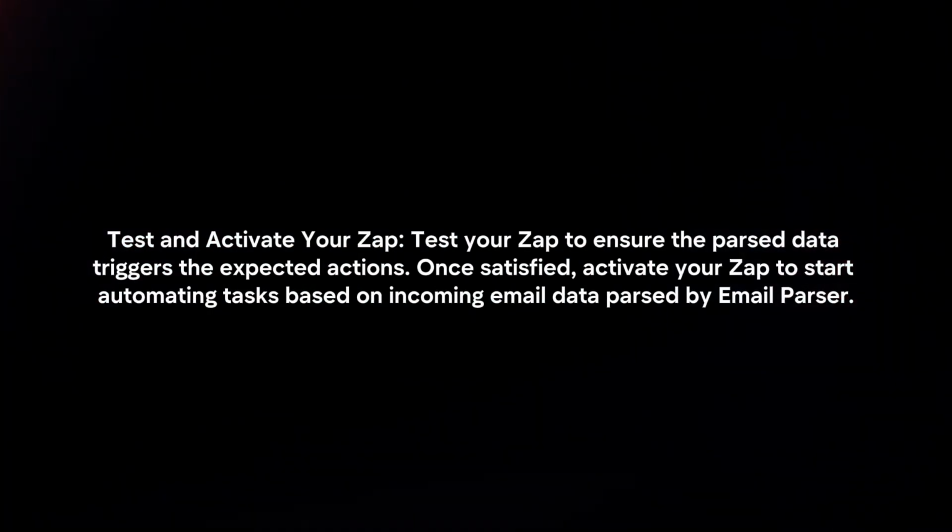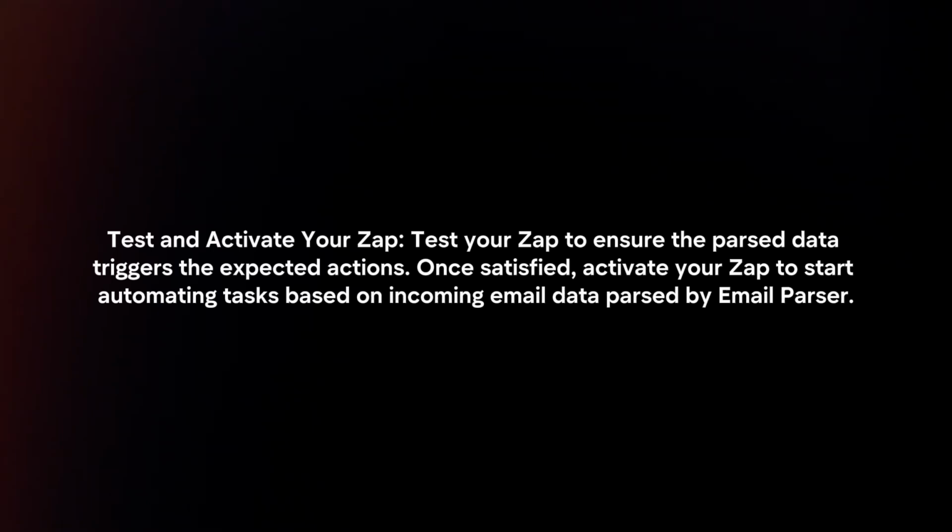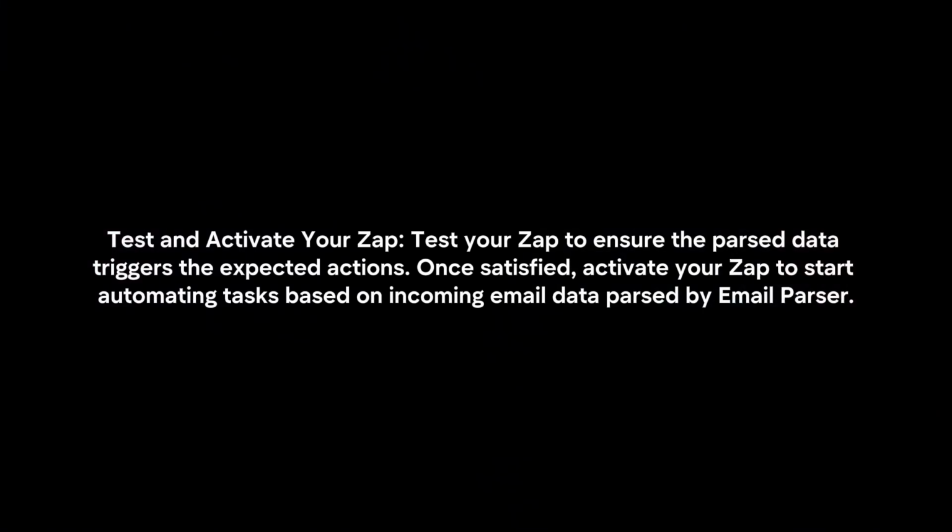Test and activate your Zap. Test your Zap to ensure the parsed data triggers the expected actions. Once satisfied, activate your Zap to start automating tasks based on incoming email data parsed by Email Parser.